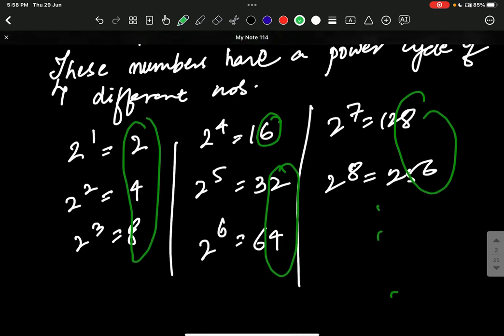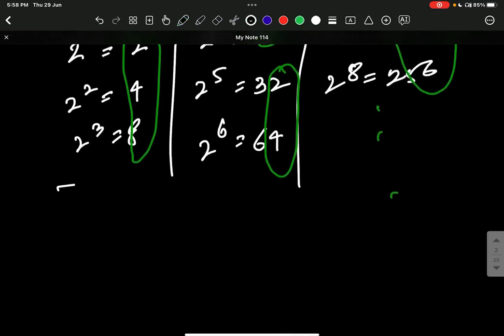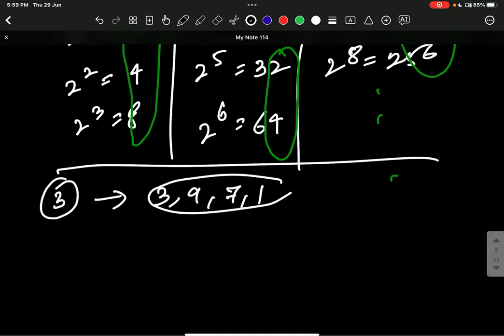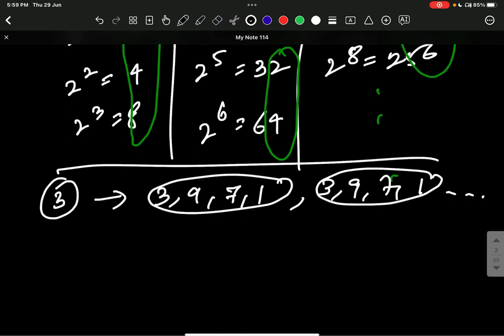Okay, so when I talk of 3, you can also note it and you can try it by yourself also. Then the cycle would be 3, 9, 7, 1 and then it is again going to repeat 3, 9, 7, 1. How? You can try it yourself, and if you are not understanding, please write it in comment and I will be helping you out in that. Okay, but I think it's simple. You will be able to do it.